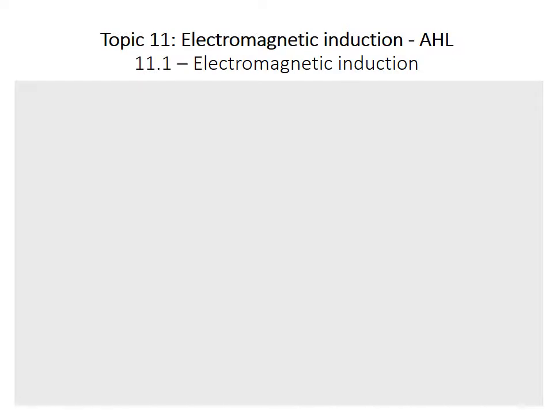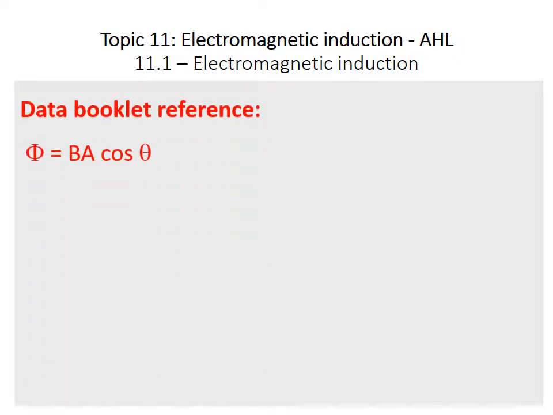Topic 11.1, EM induction. From the data booklet, we have this equation. This is the equation for magnetic flux: capital Phi equals BA cosine theta. Phi is the symbol for the magnetic flux. B is the symbol for the magnetic field strength.